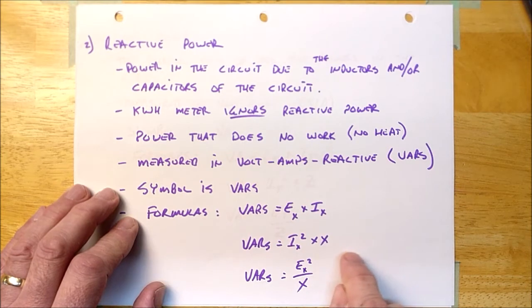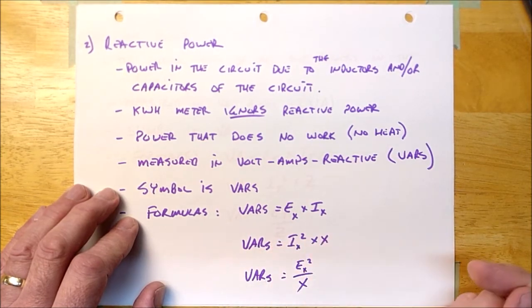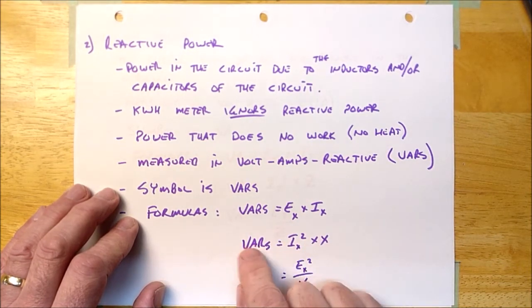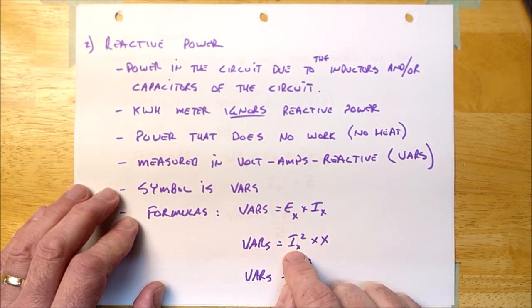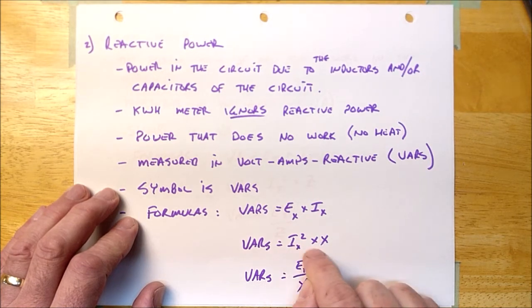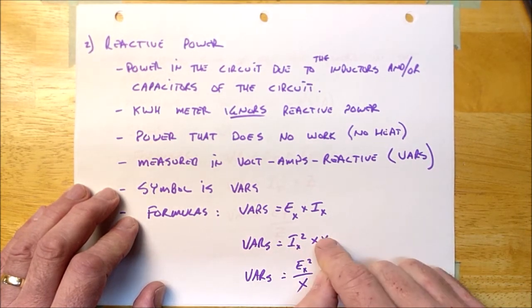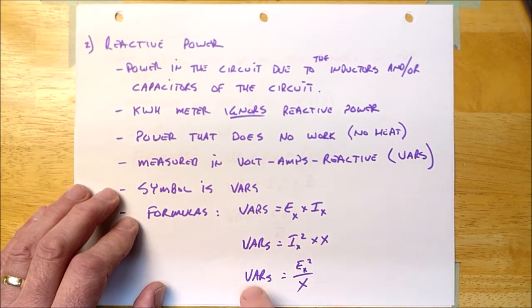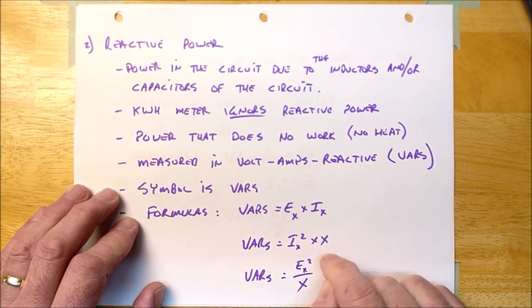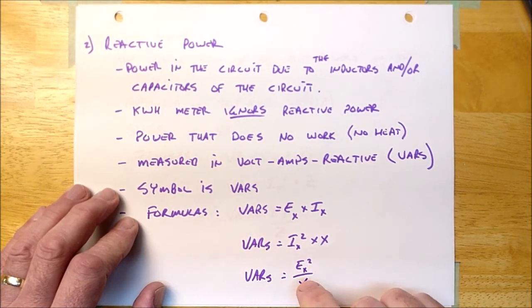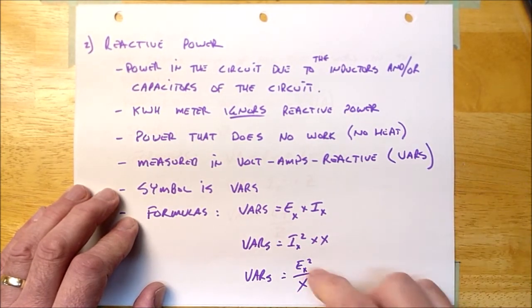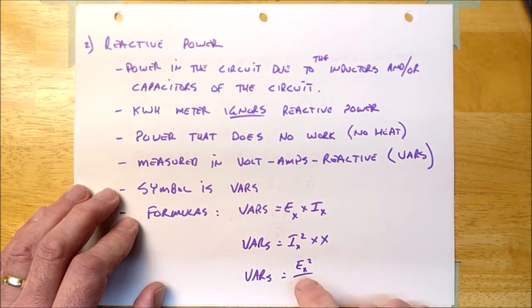Same with this one. Power is equal to I squared times R. Now it's IX, the current through the inductor or capacitor squared times XL or XC, depending on which one it is. Power is equal to E squared over R. Now reactive power is the voltage dropping across the inductor or capacitor squared divided by the ohms value of the capacitor or inductor. So that could be EXL, EXC, XL, XC.